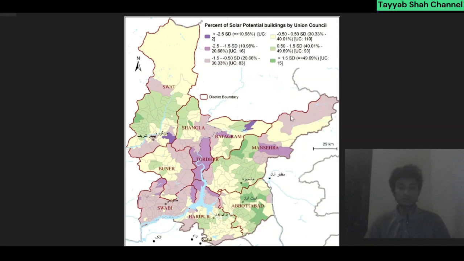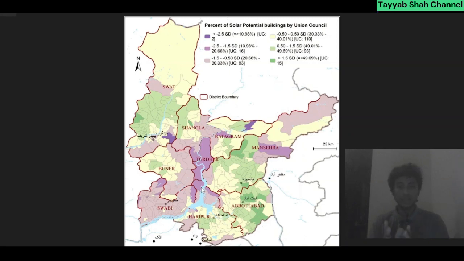If we take the union councils inside Tordar district and Swabi district, Til, Shangla, and some part of Buner, and look at this pattern, it shows that these union councils are along a waterway, and the water body could be a reservoir there. These union councils are sort of a valley where the mountains are covering these areas. This is a reason why these union councils have a lower percentage of suitable buildings.